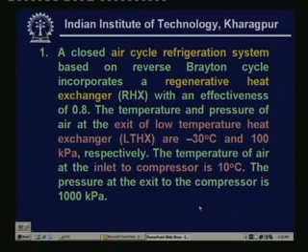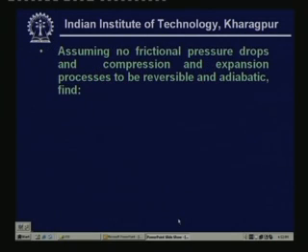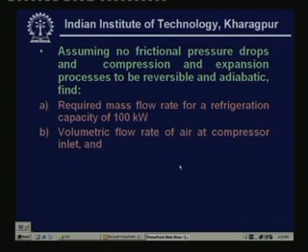It is a simple air cycle refrigeration system. Only one change is there: an additional component, that is a regenerative heat exchanger. It is also mentioned that we have to assume no frictional pressure drops and compression and expansion processes to be reversible and adiabatic, and under these assumptions and from the given data we have to find the required mass flow rate for a refrigeration capacity of 100 kilowatts, a required volumetric flow rate of air at compressor inlet, and the system COP.